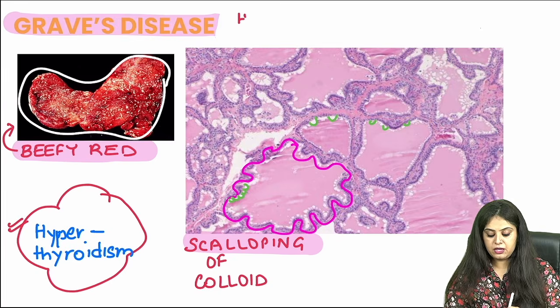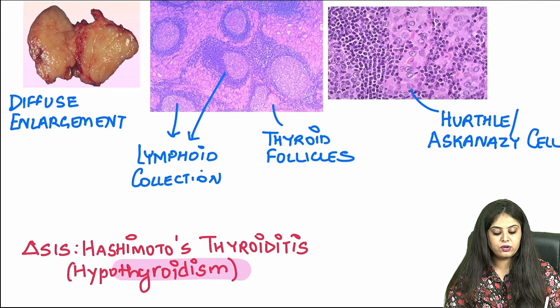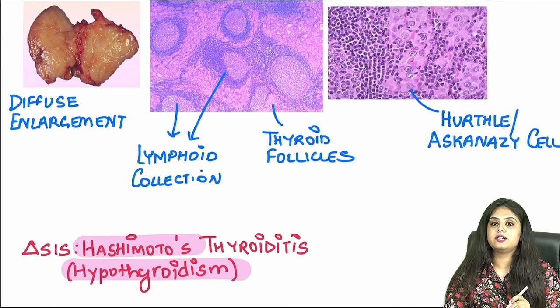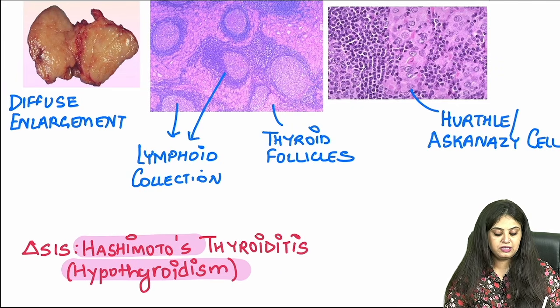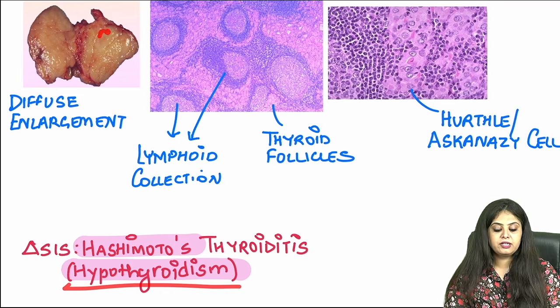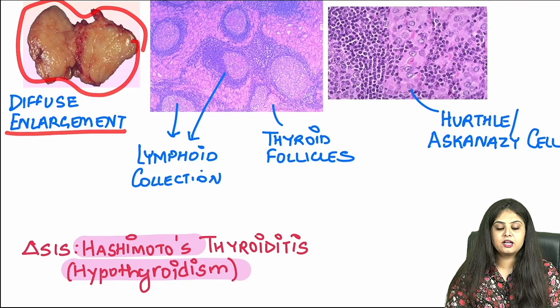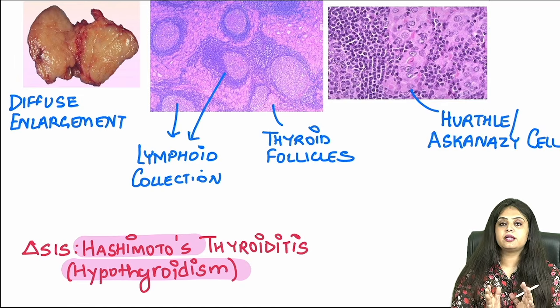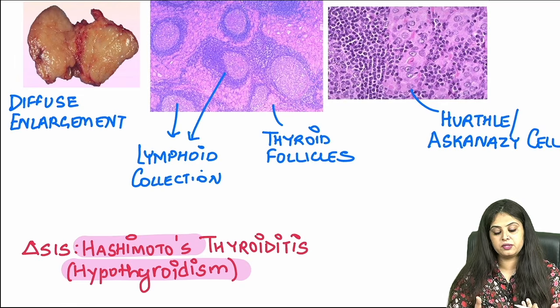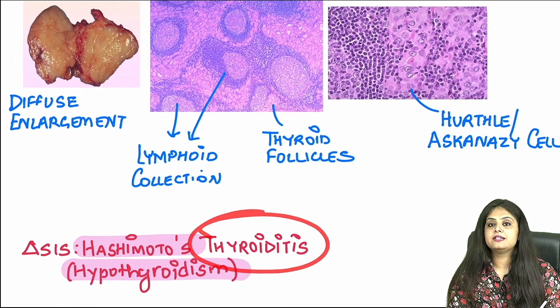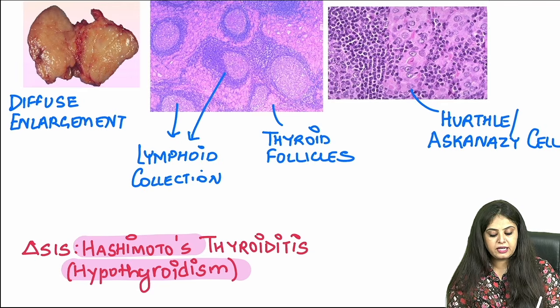Tell me the other way around: what if it's a case of hypothyroidism and you're thinking of Hashimoto's thyroiditis? So look, it's obvious, it's not a tumor. So it's not that I will get a solitary lesion, not at all. I will see a symmetrical diffuse enlargement of the thyroid. Whether it is hypo or hyper, the entire thyroid will be involved.